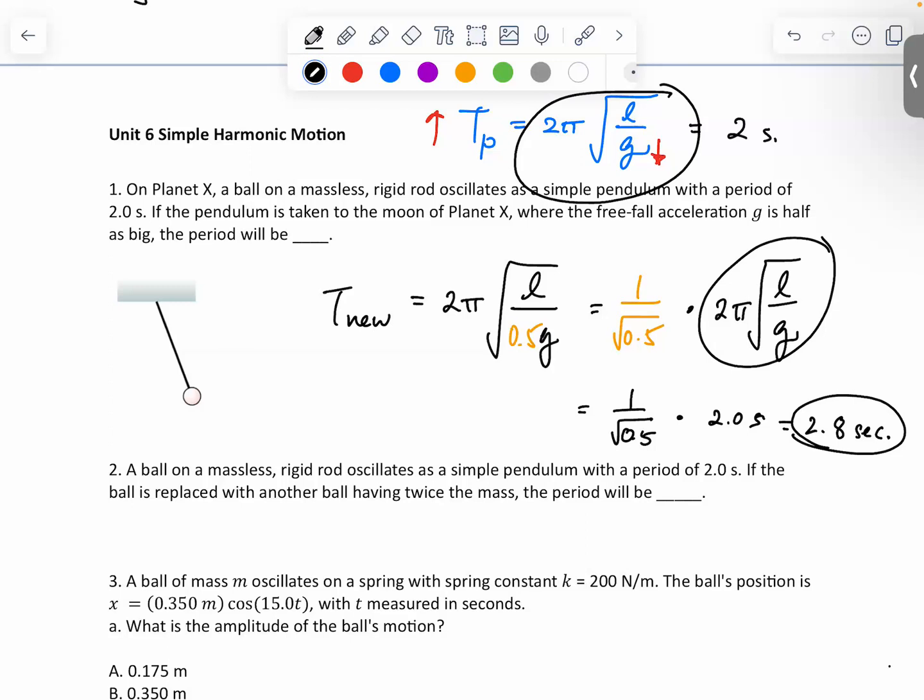Next question, number 2. See if you can answer it. I think you can answer it. The answer is? Okay. 2 seconds. Okay. Yep. That's why I asked you earlier, so that you can answer this question.